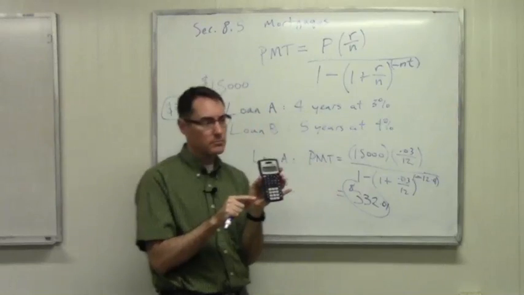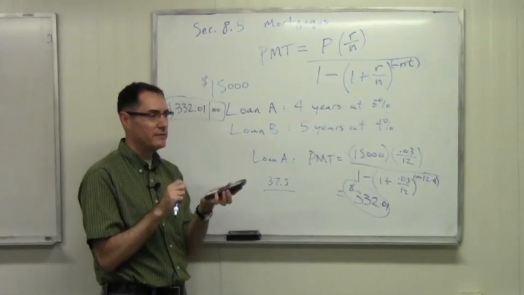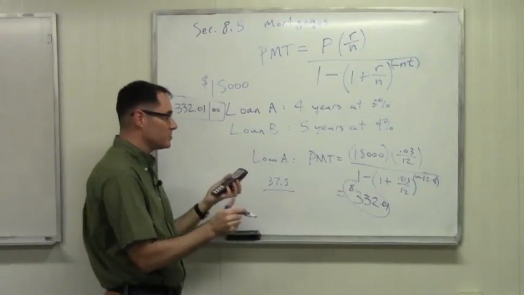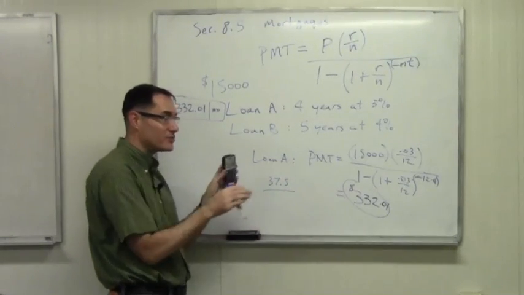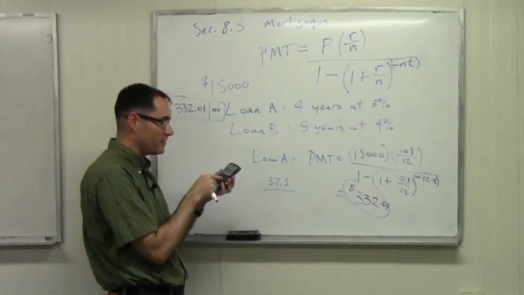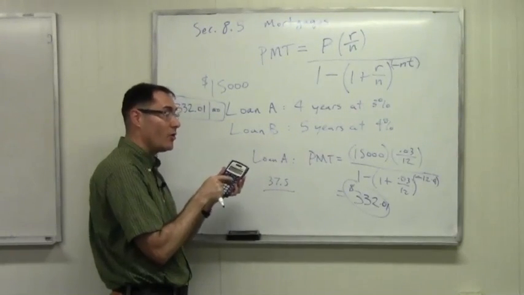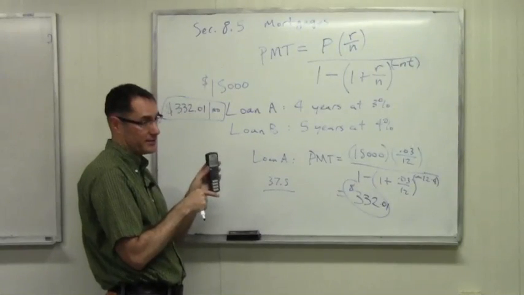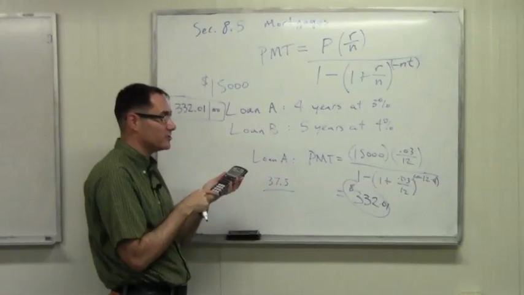Did you get 0.1129? OK. So what you do now is you do this number divided by that. So you do 37.5 divided by second answer again, because that's what you just got. And you should get $332.01.